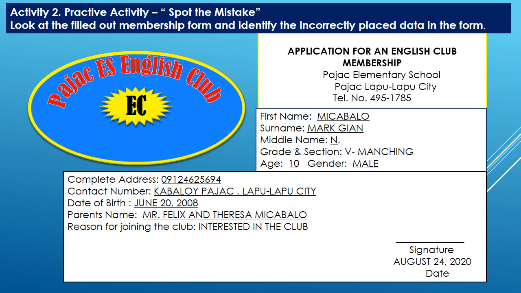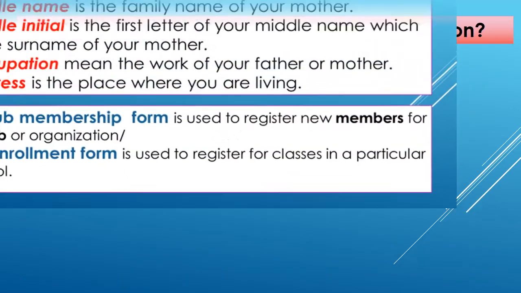Complete address. Contact number 0912462569. Is it correct or not? Cabaloy Pahak, Lapu-Lapu City. Date of birth, parents' name, reason for joining the club. Okay, if you are done, just keep your answer in your modules for submission on Friday.